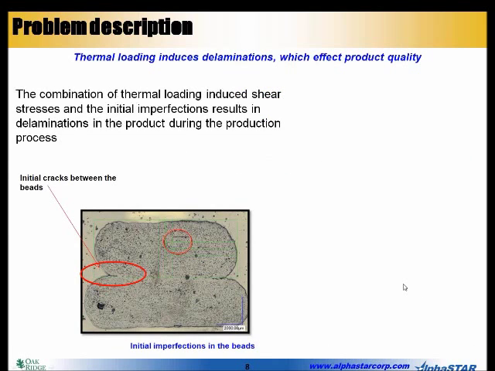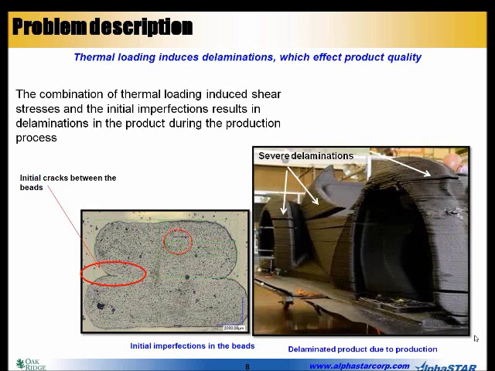Now, those interlaminar stress buildups in the material or the structure, in combination with the initial imperfections that are already in the material, result in some significant problems in the product quality. As you can see here, some serious delaminations have occurred. This is purely due to the thermal loading during the production process.